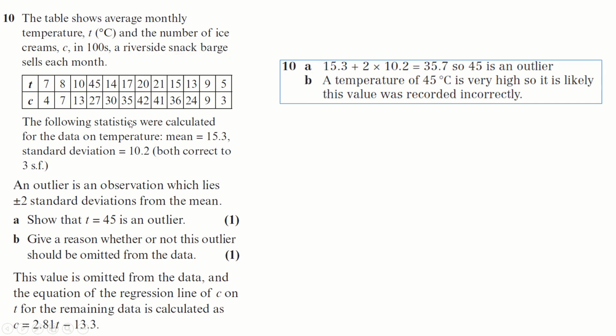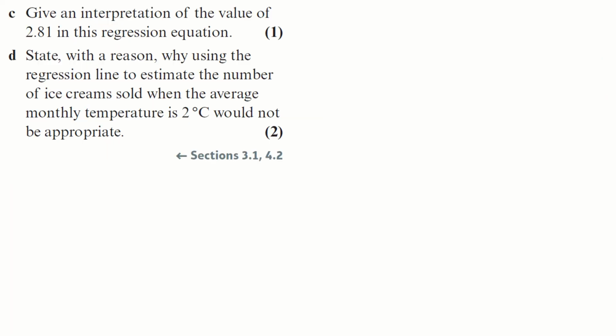Well, let's look back at our data. The lowest temperature was 5 degrees, and we should not just take things outside of the range. We shouldn't extrapolate. So it's unwise to do it for that reason. It would not be appropriate for that reason.